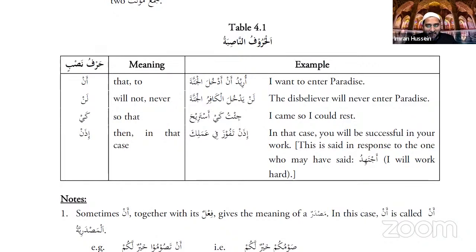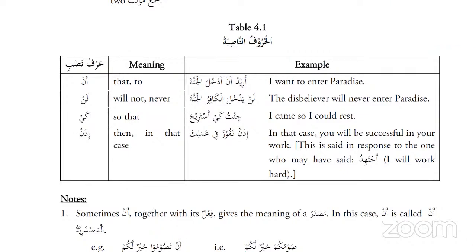In the past tense, it originally was nawama: noon, waw, mim, nawama. Now, nawama is difficult. So what the Arabs have done is change the waw to an alif and made it nama. Is that clear for you now?